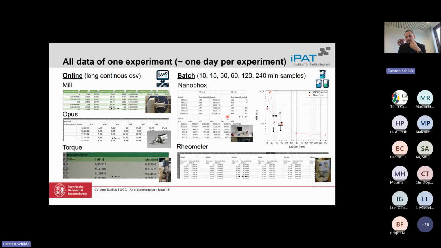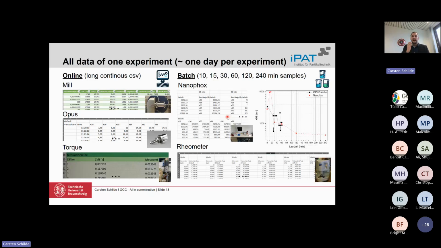Then for a given suspension, we measure our samples offline, in an ideal case using dynamic light scattering, and in this case with Nanofox from the company Sympatec, and we use a rheometer in order to measure the full viscosity curve depending on the shear rate. So not only one point, we are measuring a stepwise increase of shear rate and the viscosity, since we have the shear thinning behavior of our suspension.